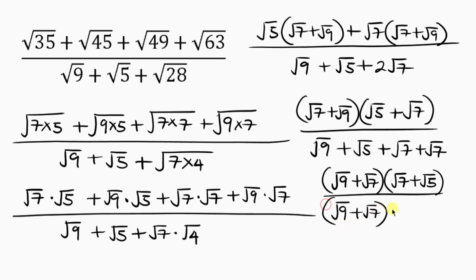Square root of 9 plus the square root of 7 together plus, and then I'll group the square root of 7 plus the square root of 5. So I'm going to be taking this square root of 7 plus the square root of 5. So you can see that I have my question in terms of the square root of 9 plus the square root of 7 and the square root of 7 plus the square root of 5.